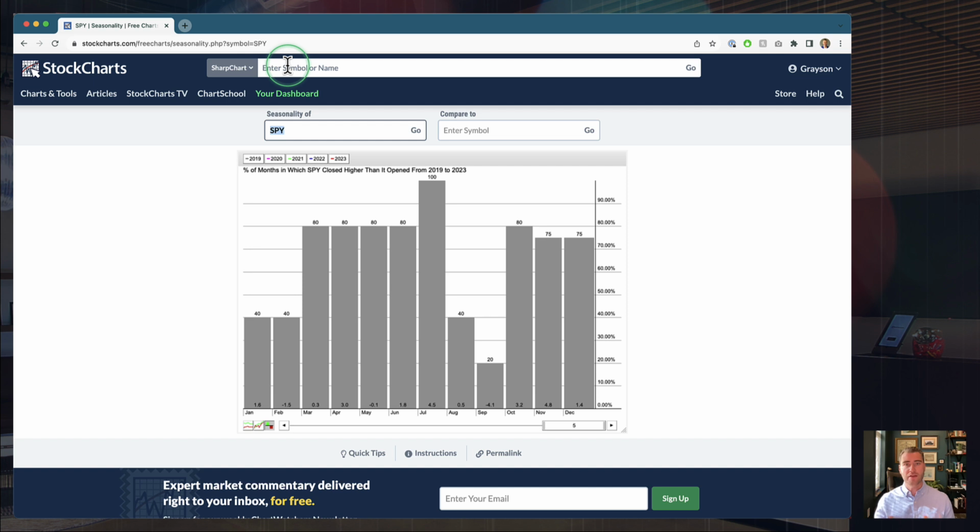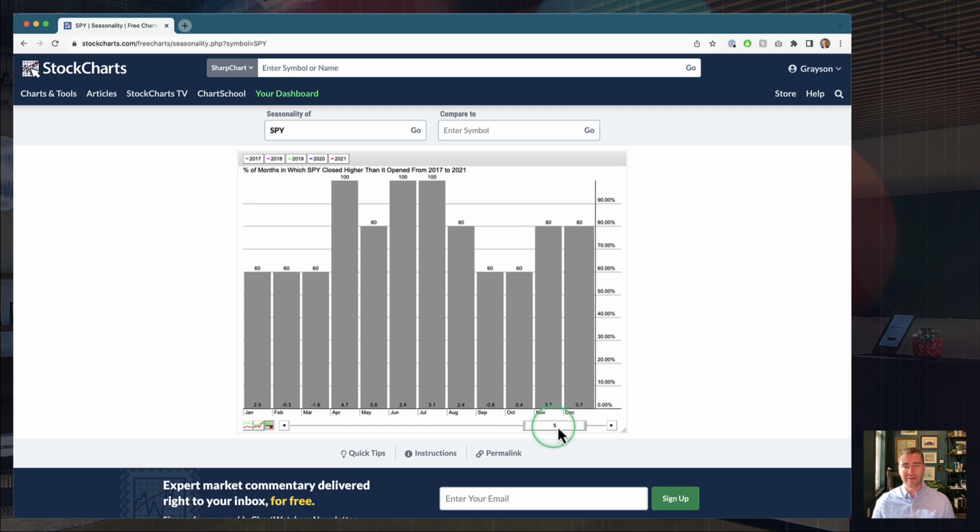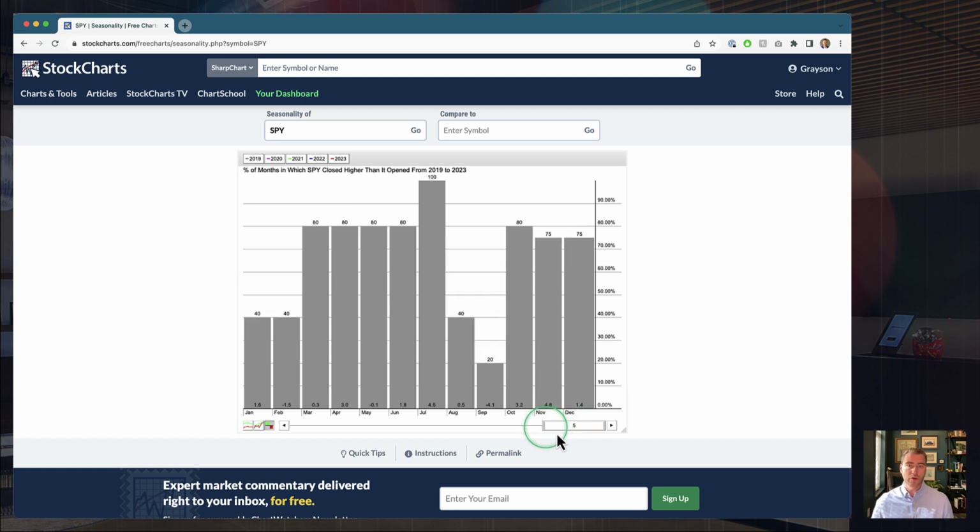So first and foremost, we'll take a look at how to access all of this stuff, how to use these charts. Down at the very bottom is actually going to be where you want to start. There's a little slider down here with a number on it. Now, you can move this slider back and forth to see different periods of time, but you can also customize the number of years that you want to think about.